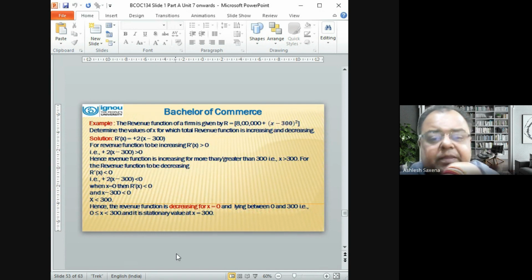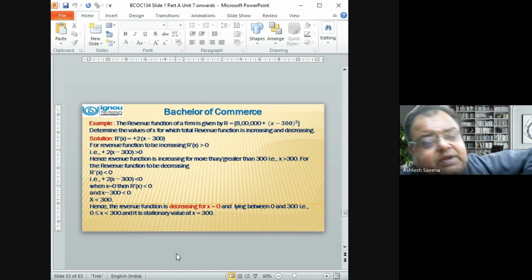Now, the revenue function of a firm is given by R is equal to 8 lakhs plus (x minus 300) raised to the power 2. We have to determine the value of x for which the total revenue function is increasing and decreasing.